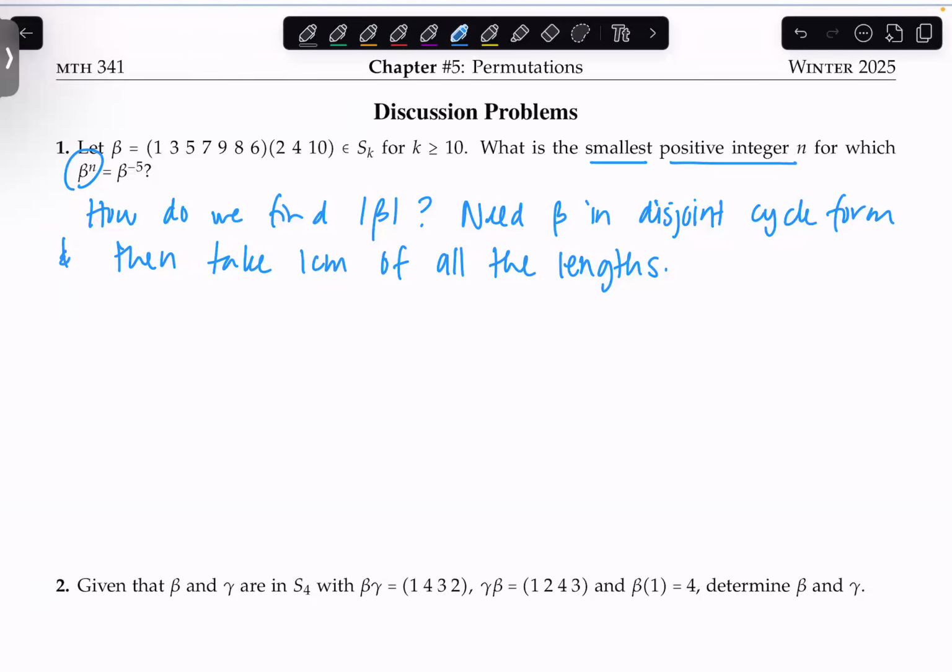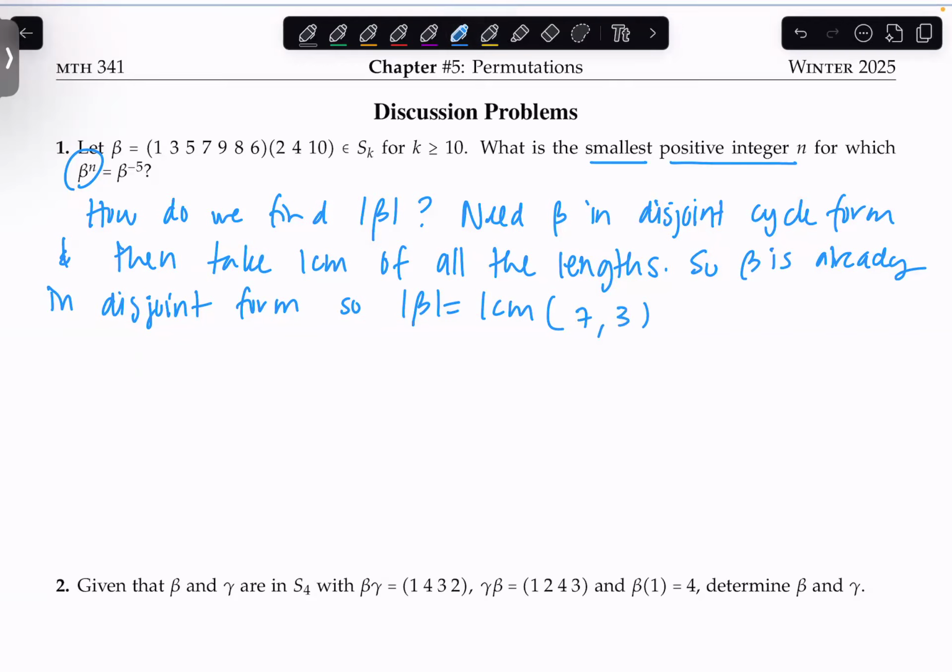So I can use the information about these lengths to tell me about the order, but that's technically something I have to check first. Just because I wrote it in this form does not mean that they're disjoint here. So beta is already written in disjoint form. So what LCM should I be looking at for my order? So I need the LCM of 2 numbers. Yep, because this is already in disjoint form, I just look at the lengths of these cycles.